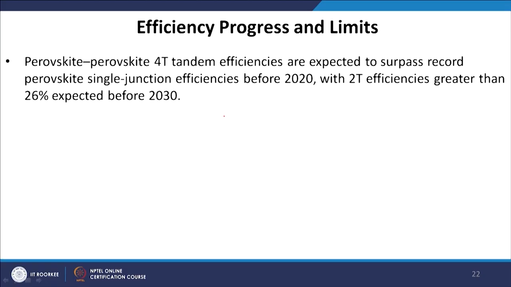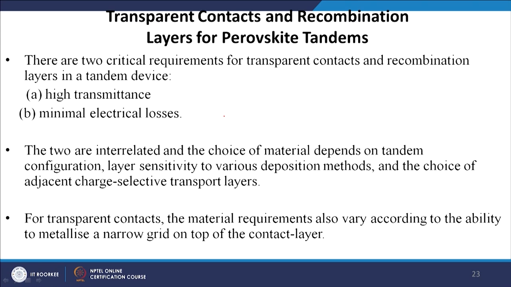Perovskite 4 terminal tandem efficiencies are expected to surpass record perovskite single junction efficiency before 2020, and with 2T efficiency greater than 26% expected before 2030. There are a lot of research groups which are now working on this area.